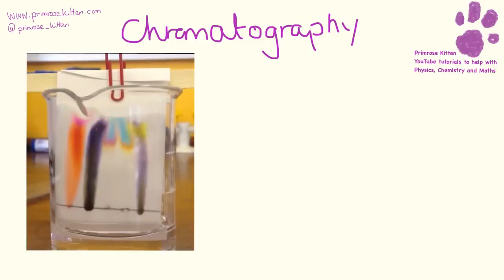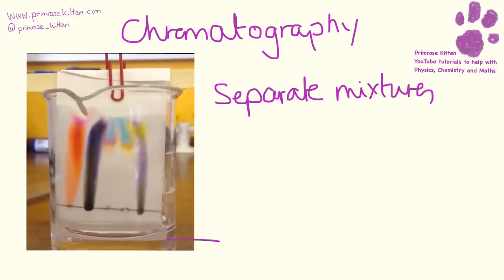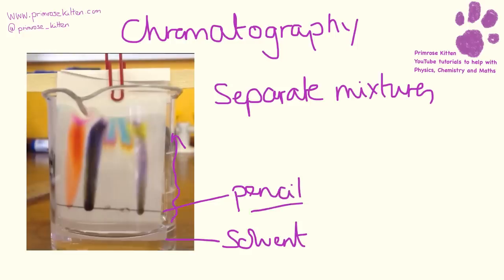We can use chromatography to separate out substances. What we have down here is a solvent that the mixtures, the substances dissolve in, and then they move up through the paper. Here we have a pencil start line. And it has been penciled because otherwise the pen would dissolve in the solvent and then you would just get a massive smear. But I quite like chromatography because it's pretty.